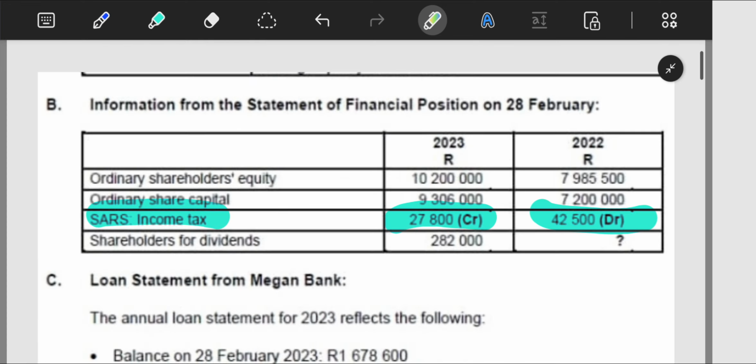So in a nutshell, at the beginning of the year we had a balance at SARS. SARS was owing us 42,500, meaning that we had paid more than what we were supposed to pay. At the end of 2023, we had a liability, meaning that we're still owing SARS. We didn't pay them enough.